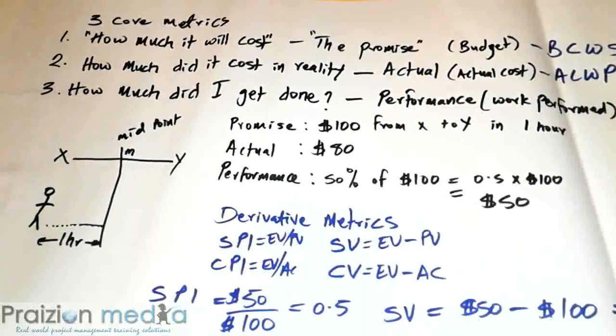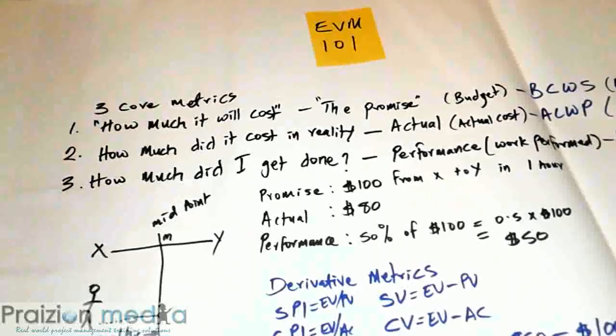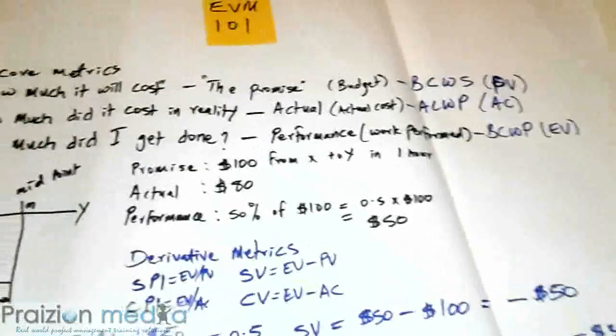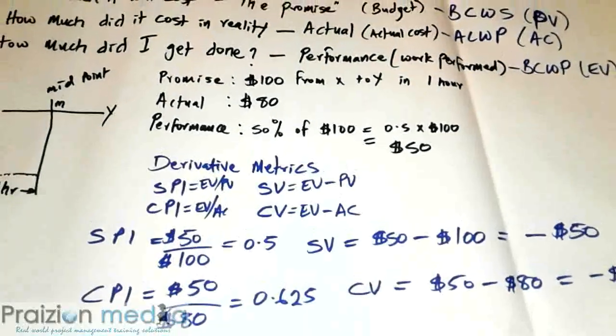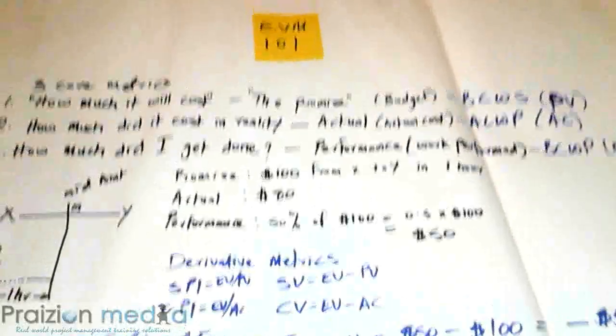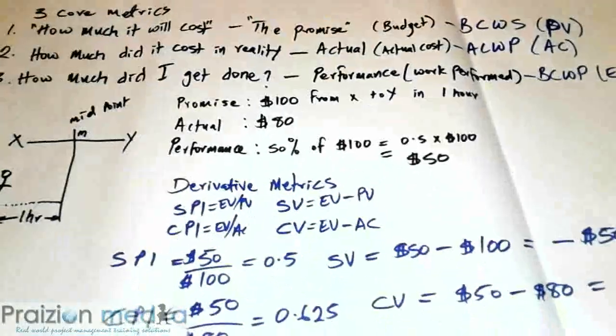The next one I'm about to do is going to be a module on the graphs, the charts of earned value, taking a look at what would happen if we plot out PV, AC, EV. Explain that in some more detail.